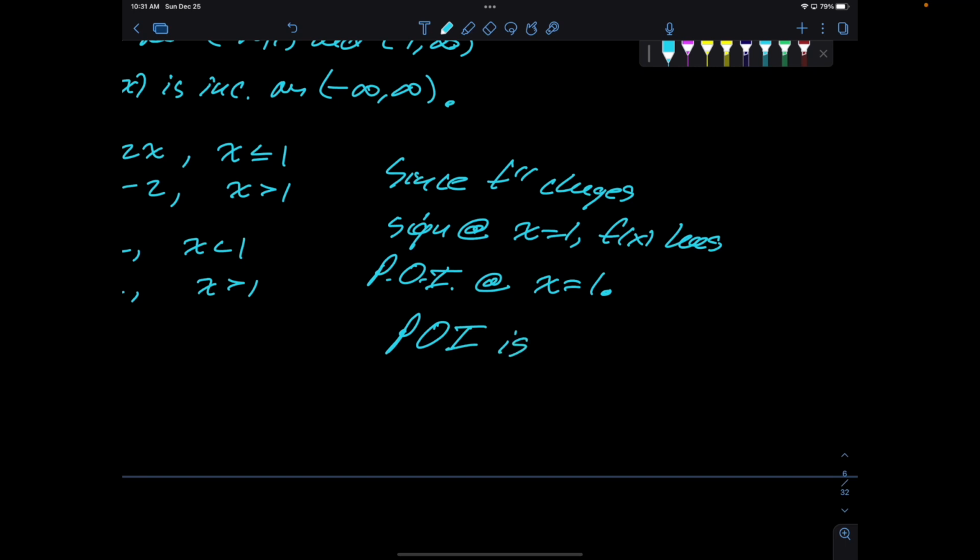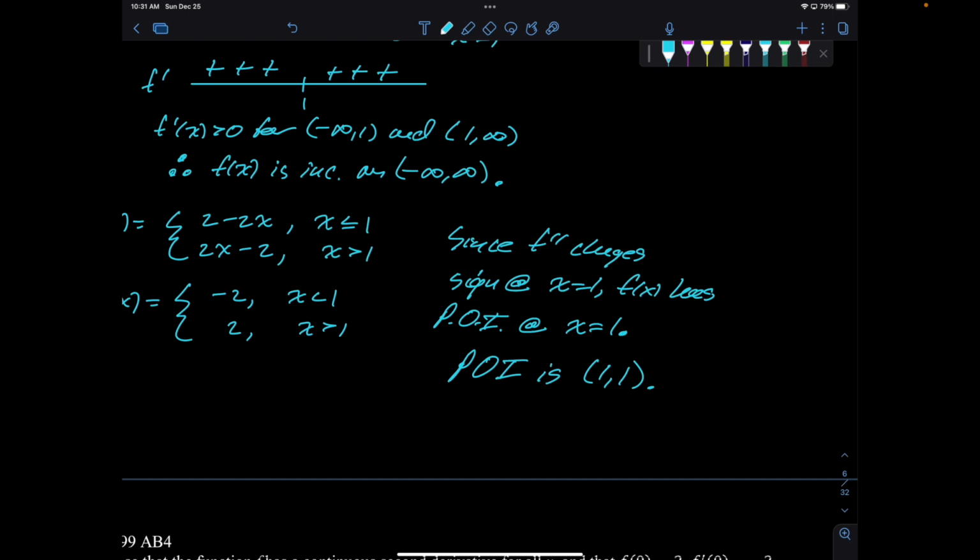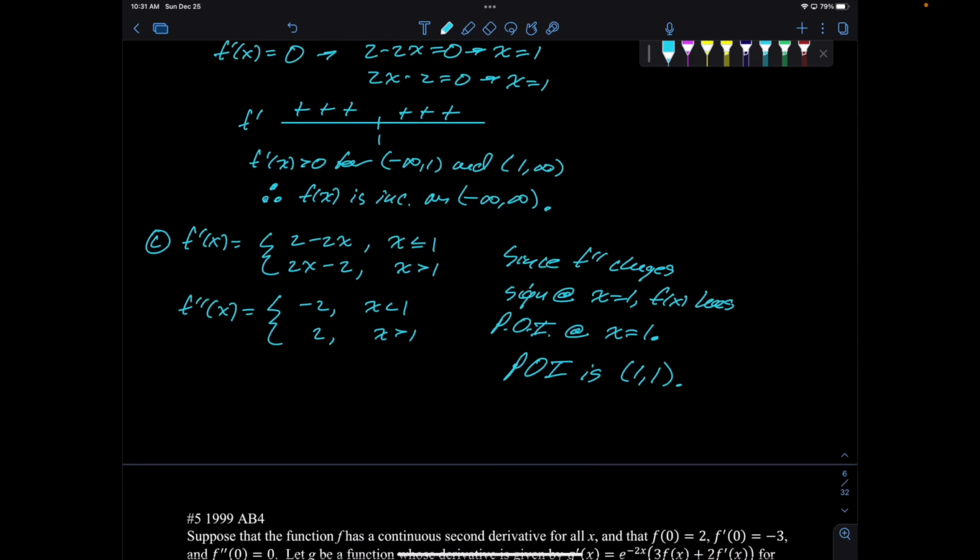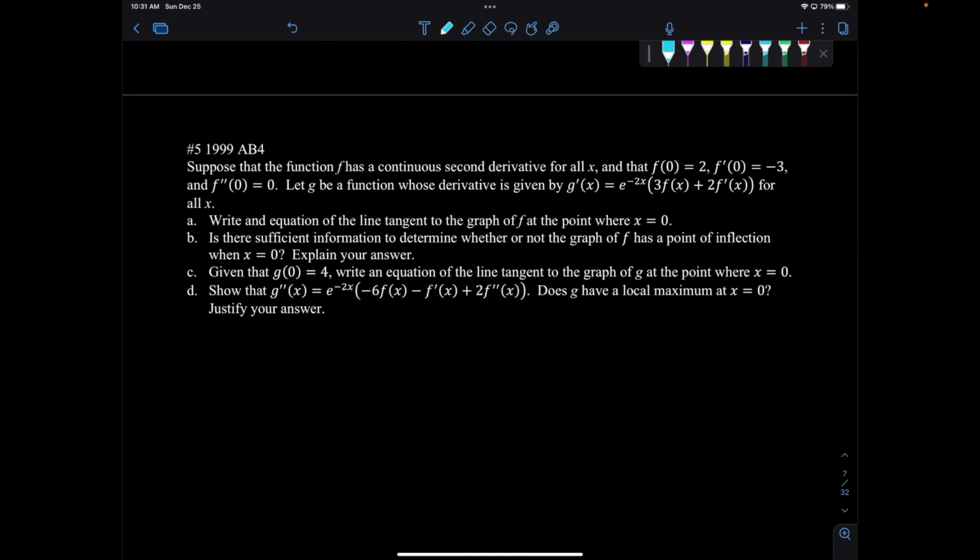POI is 1, 1. Make sure you answer the question. That's a big deal. Go back and answer questions. All right, let's see what number 5 has to say here.